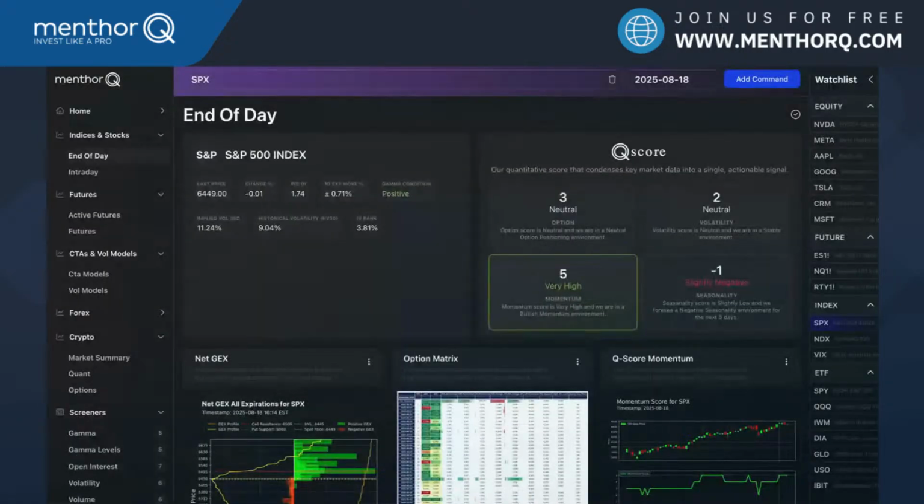So today we look at SPX, right? We open up the dashboard, August 18, 2025, and we immediately want to look at the Q score. When we look at the dashboard here, we see that we are in a neutral position on SPX. So the option activity is neutral. From 0 to 5 is our score. We are at the score of 3. So we're not bullish, we're not bearish. We are really in a neutral stance. Our momentum is still very high, and we have a slightly negative seasonality.